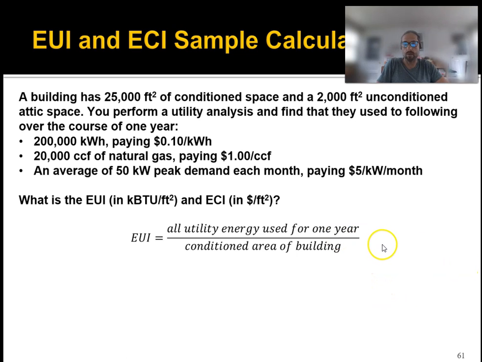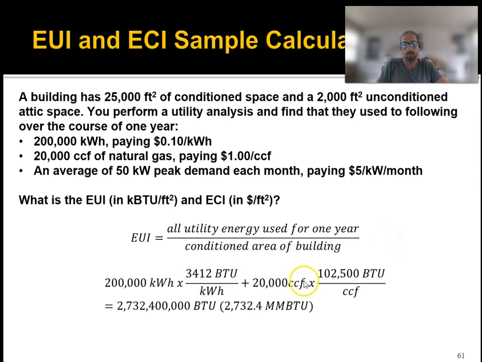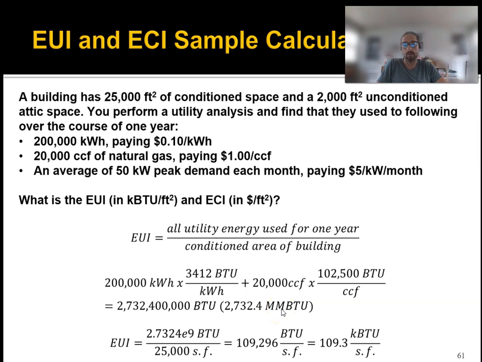Okay, so this is basic stuff. You're just converting kilowatt hours and CCFs to BTUs, right? Our conversion factors are 3,412 BTU per kilowatt hour and 100,000 BTU per CCF, and combined, that's about 2,732.4 MMBTU, or 2,732.4 million BTUs. So that's our energy use for the year. Divide that by the square footage, and we get 109,296 BTUs per square foot. Remember, we're asking for kBTU, or thousands of BTUs per square foot, so we divide this by 1,000, and we end up with 109.3 kBTU per square foot. That is your EUI.